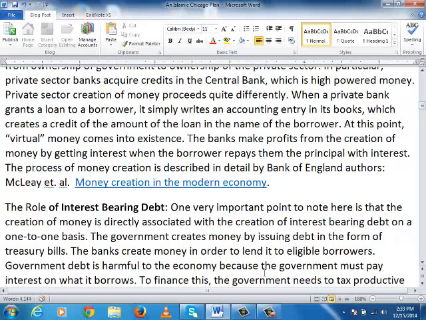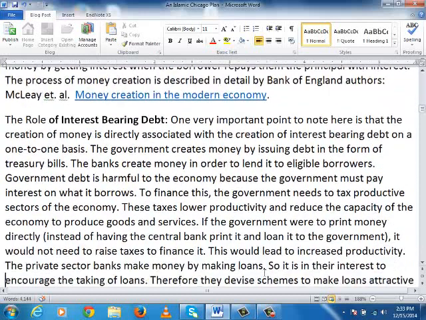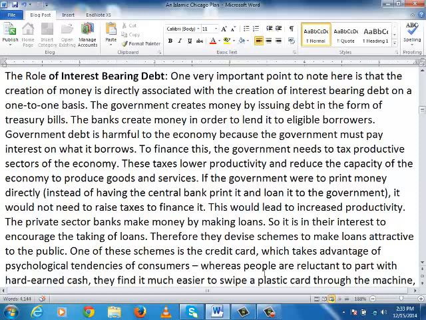So this is what is endogenous money. Money is created within the system, produced by the system. It's not subject to the government control, which is exogenous. Now, one very important point to note is that the creation of money is directly associated with the creation of interest-bearing debt on a one-to-one basis. When the government wants to create money, they sell treasury bills, which is an interest-bearing debt. So the government creates debt, which is the government's debt, and that is the process by which money is printed.